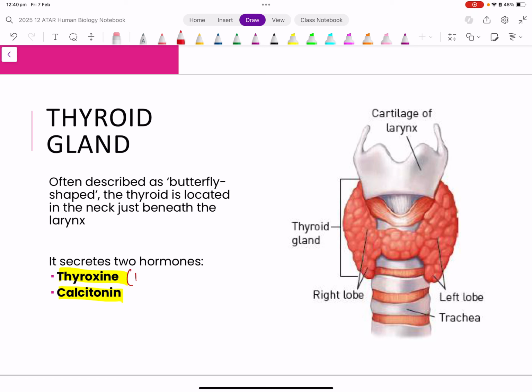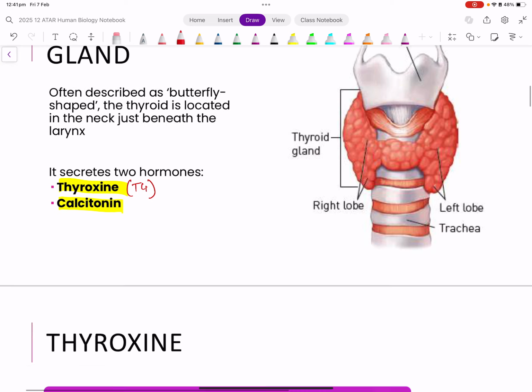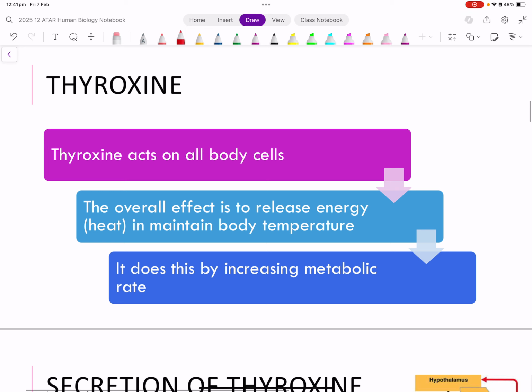So thyroxine is often referred to as T4. There is one other hormone known as triiodothyronine, but we're not going to go into that in too much detail right now. When we talk about thyroxine, so again, sometimes known shorthand as T4, thyroxine is really important because it works on all of your body cells. And its job is to release energy to maintain your body temperature.